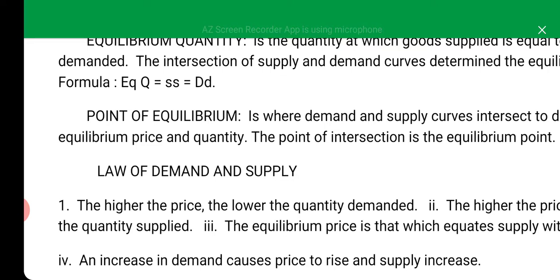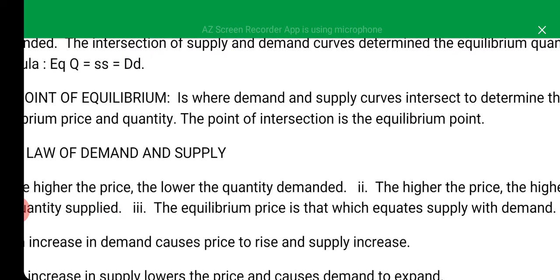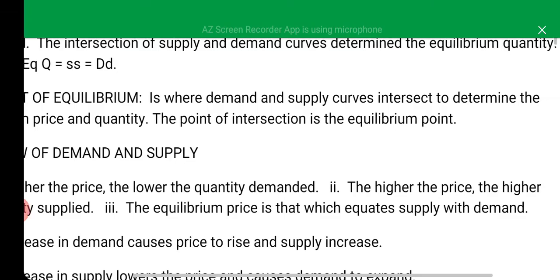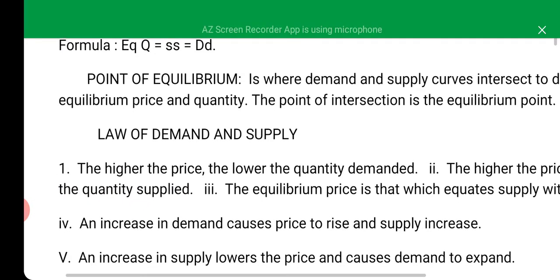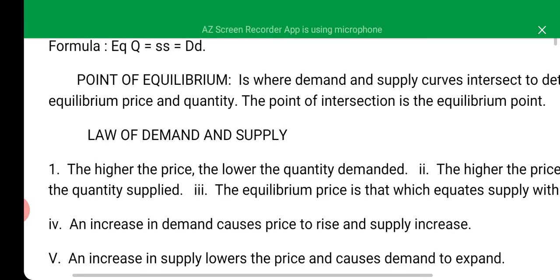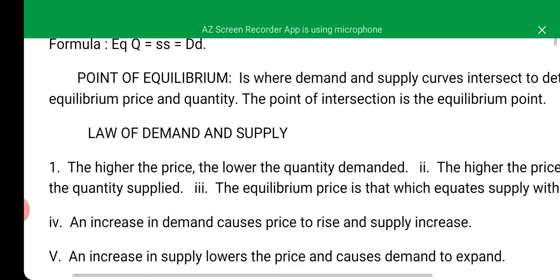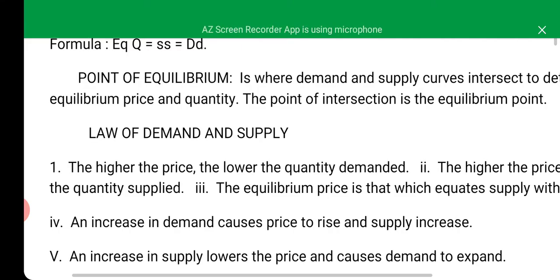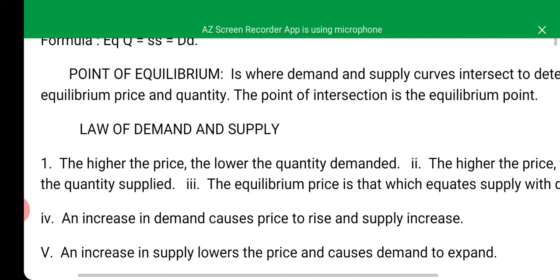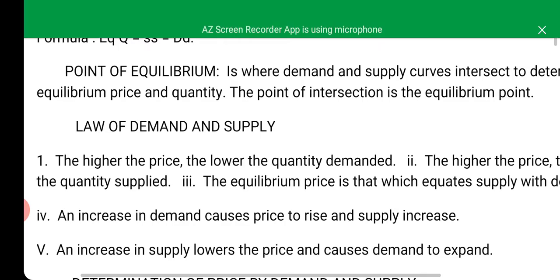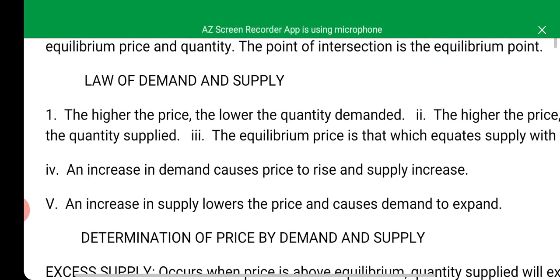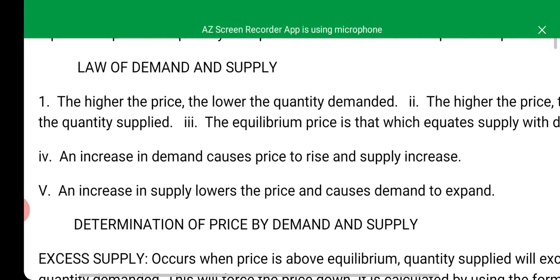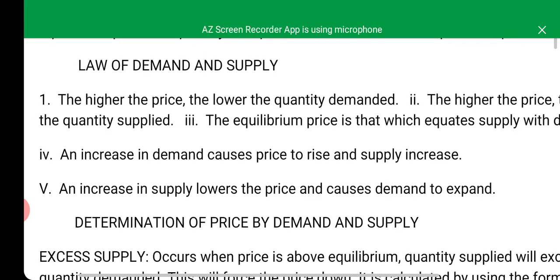So what now is the point of equilibrium? Point of equilibrium is where demand and supply curves intersect or cut each other to determine the equilibrium price and the quantity. So the point of intersection, where they meet, where they cut, where they intersect, is referred to as the equilibrium point. Inshallah, the graph will be used to demonstrate this better on the board when we meet, inshallah.